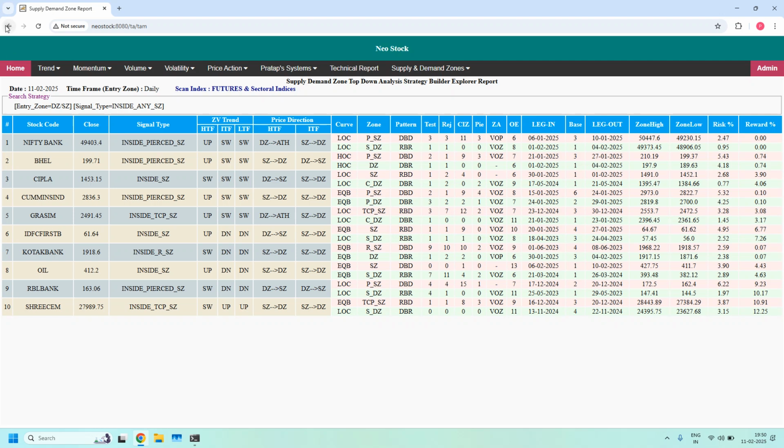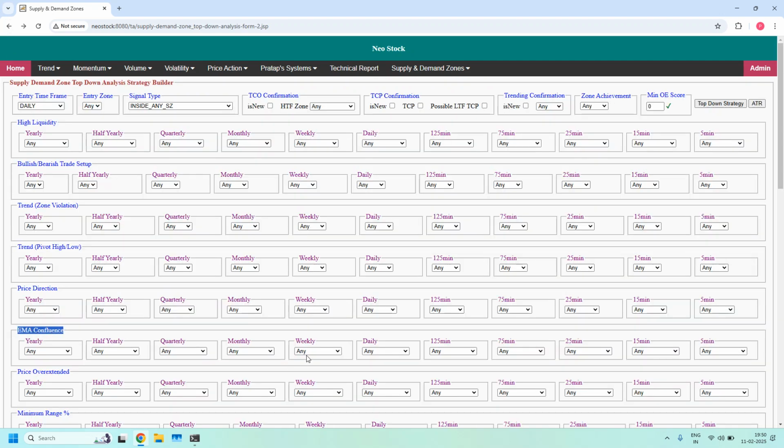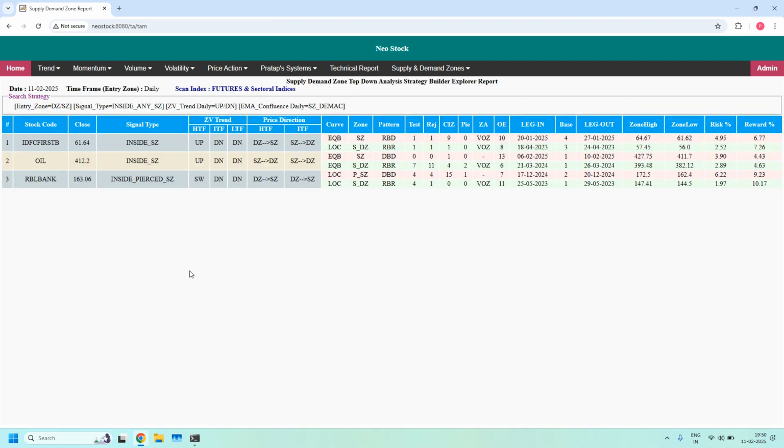Let us verify. In the EMA Confluence daily time frame, I am setting the filter, daily supply zone having daily EMA Confluence. Trend on daily time frame, I am setting up or down. With these filters, we got only 3 stocks. These 3 daily supply zones are having daily EMA Confluence. So this is about daily time frame.